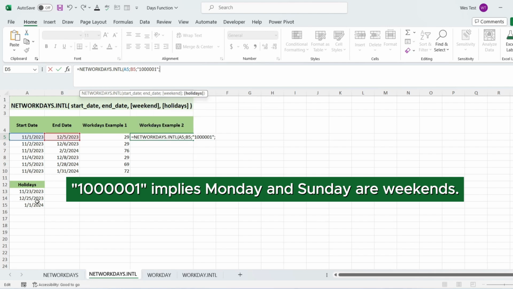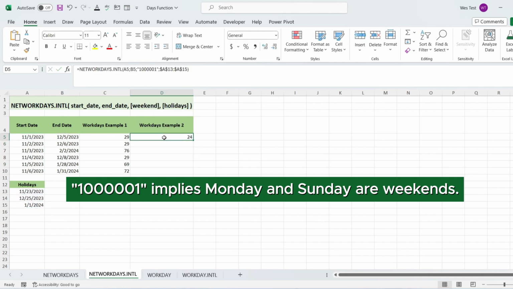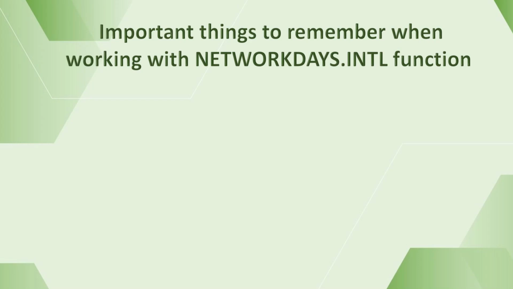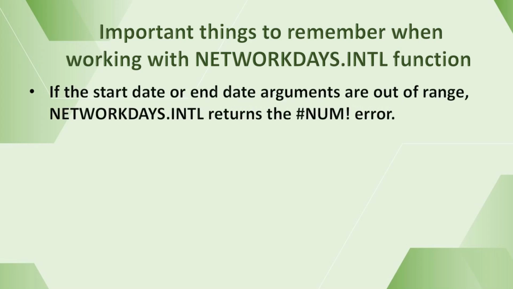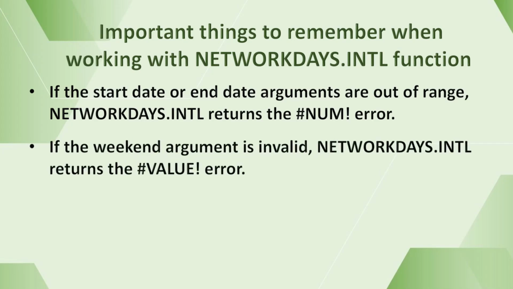So the first and the last number of the 7-digit string will be 1. It is important to remember that if the start date or end date are out of range, NETWORKDAYS.INTL returns the numerical error. If the weekend is invalid, NETWORKDAYS.INTL returns the value error.